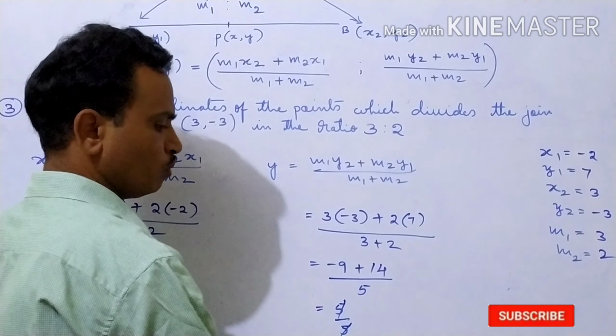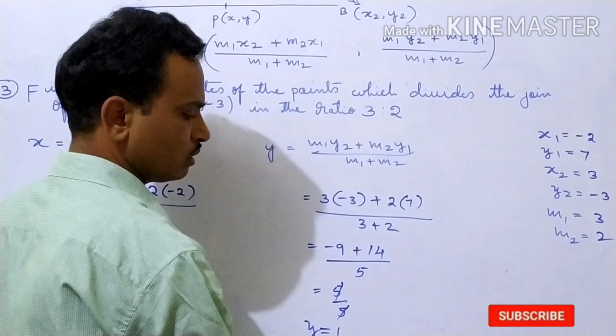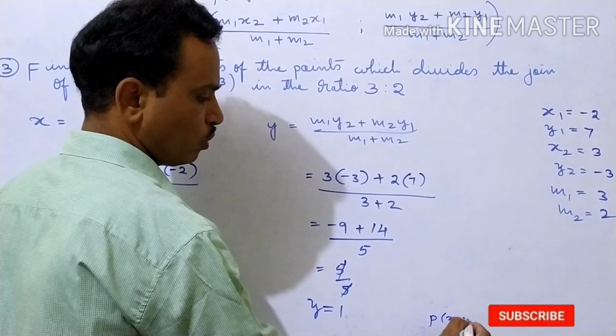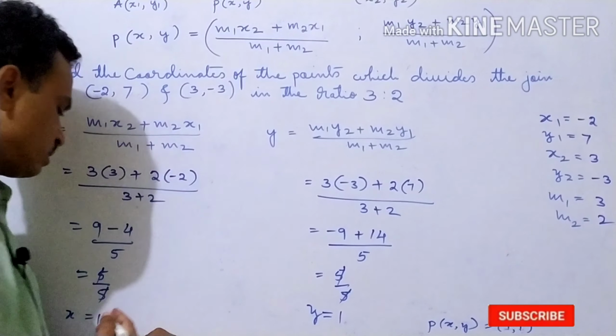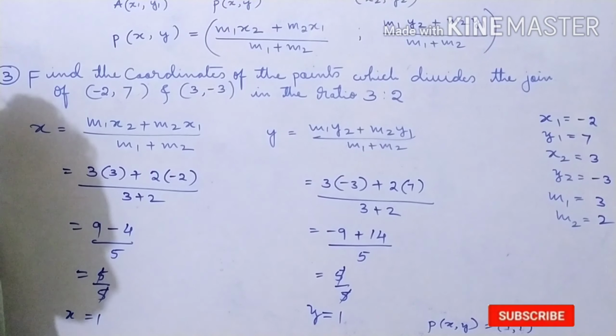So here point P coordinates are x comma y, this is equal to 1 comma 1. x is also 1 and y is also 1.